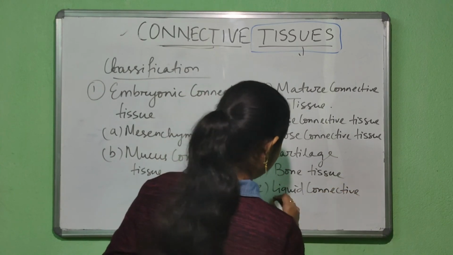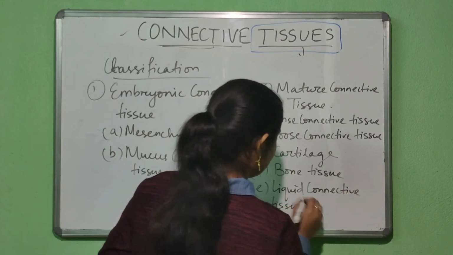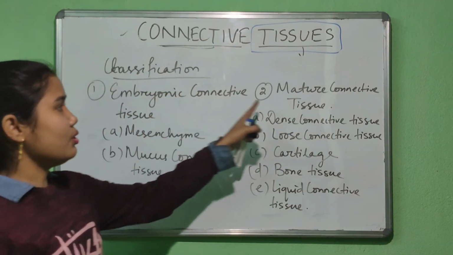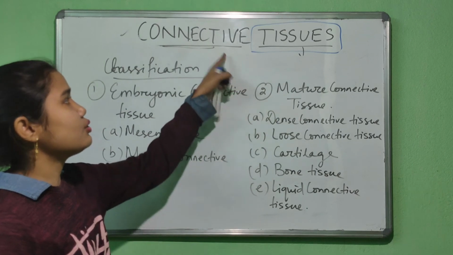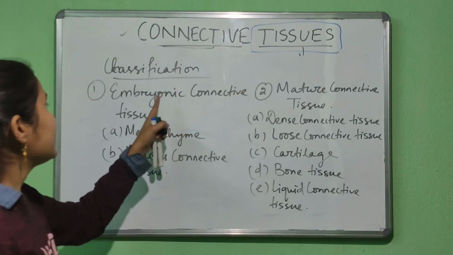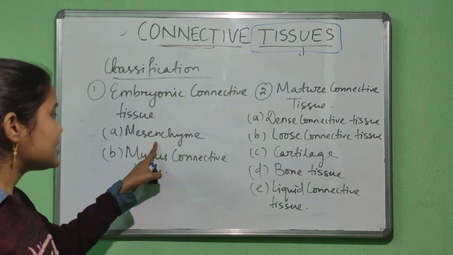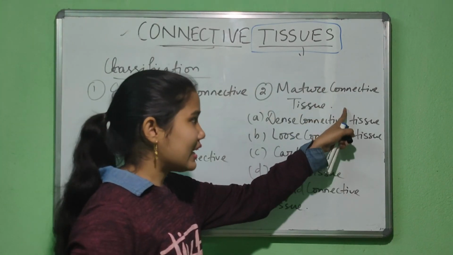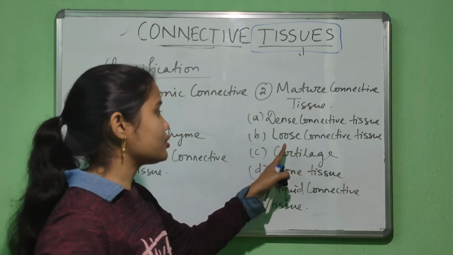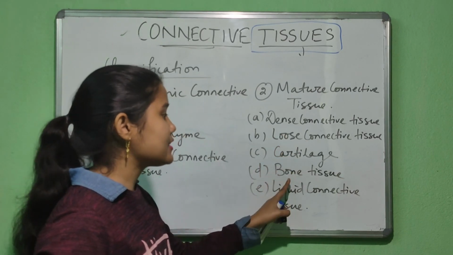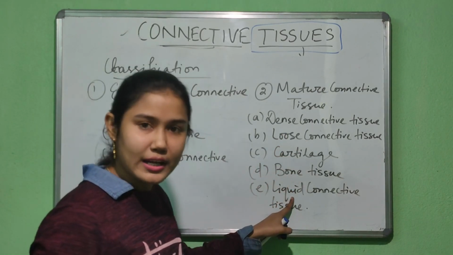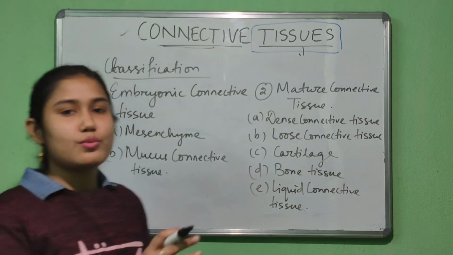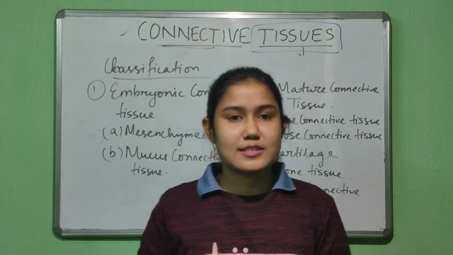Remember the scheme. Embryonic connective tissue and mature connective tissue are the two types of connective tissue. Under embryonic connective tissue come the mesenchyme and the mucous connective tissue, whereas under mature connective tissue come the dense connective tissue, loose connective tissue, cartilage, bone tissue and liquid connective tissue. We will discuss all these tissues one by one in our next video.